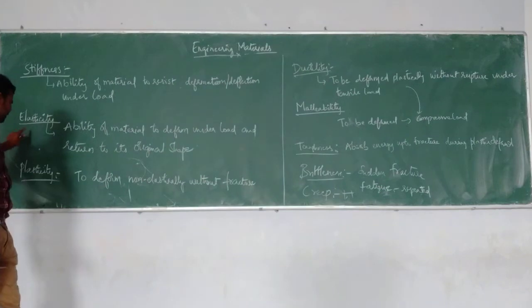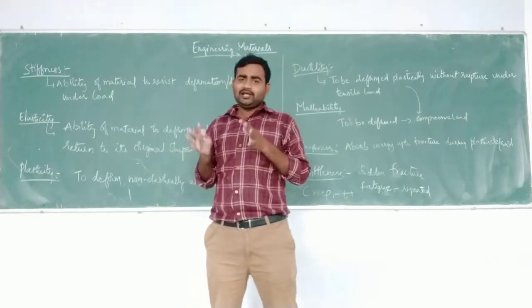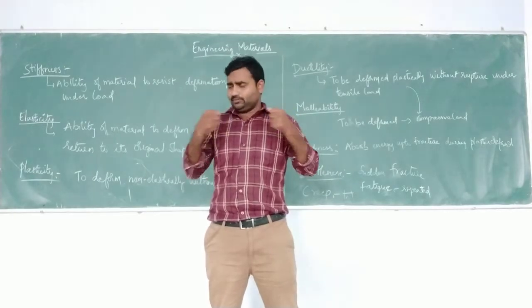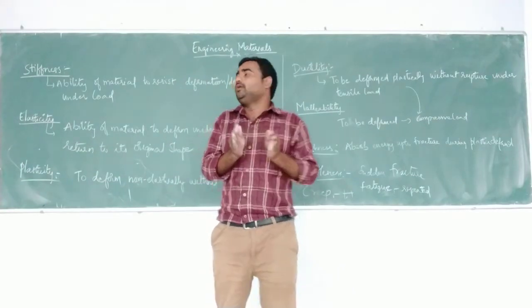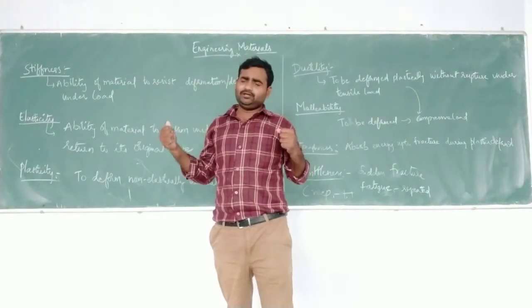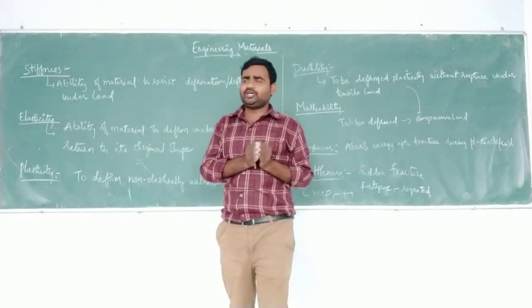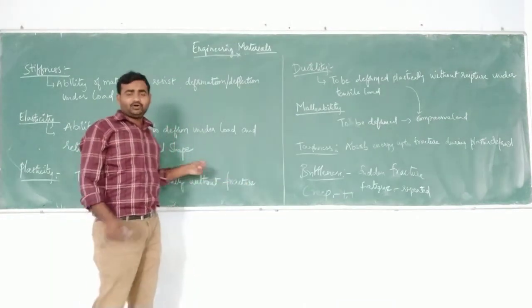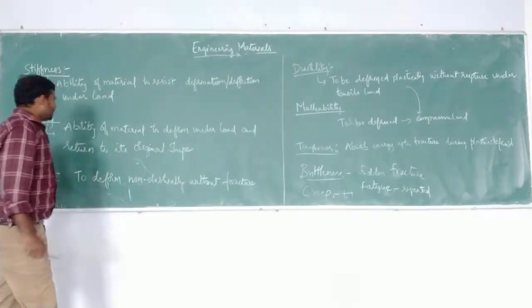Next, the mechanical property is plasticity. What is the difference between elasticity and plasticity? Elasticity means after applying a certain load, if you release the load, it regains its position. Whereas with plasticity, if you apply a load, it deforms and does not return to its original shape. It is called plastic when it deforms non-elastically without fracture; it should not fracture. If it fractures, it means failure. Okay, that is plasticity.